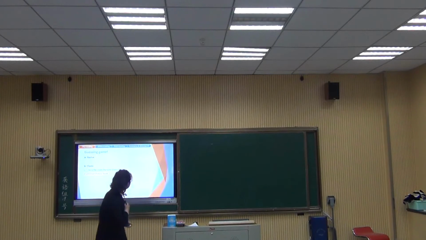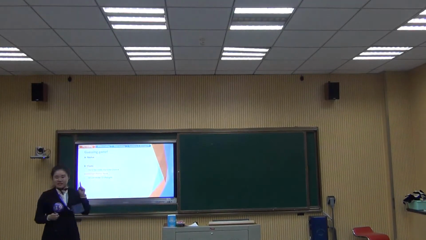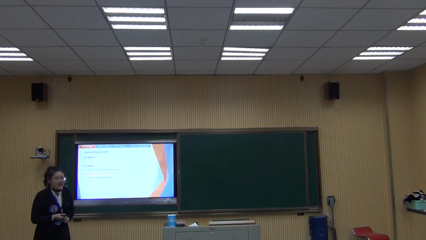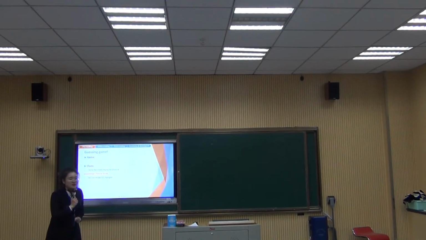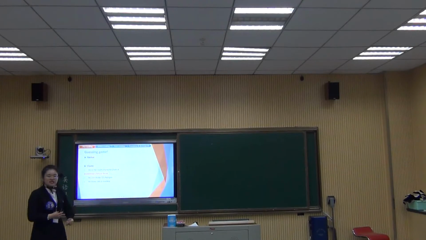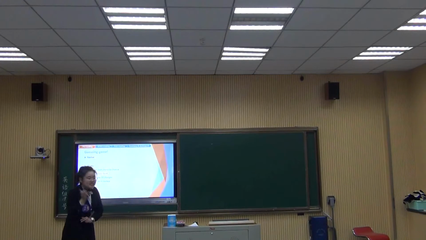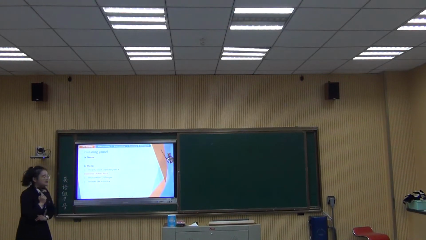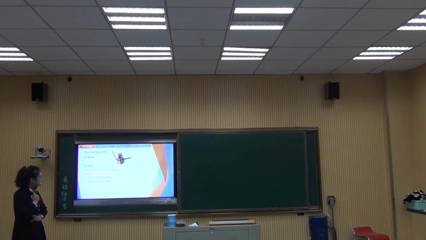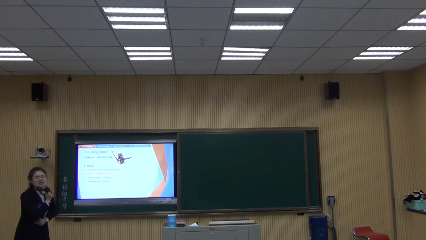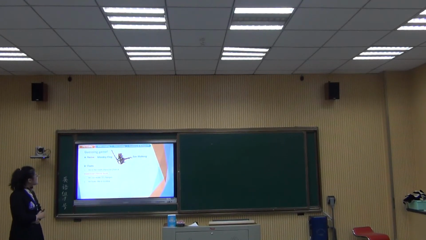And second, he can make 72 changes. Any ideas? Okay, the last one, you can guess from it. He looks like a monkey. So, any ideas? Yeah, you are so clever. Let's see. Yes, it is exactly Monkey King. And we can also call him Sun Wukong.